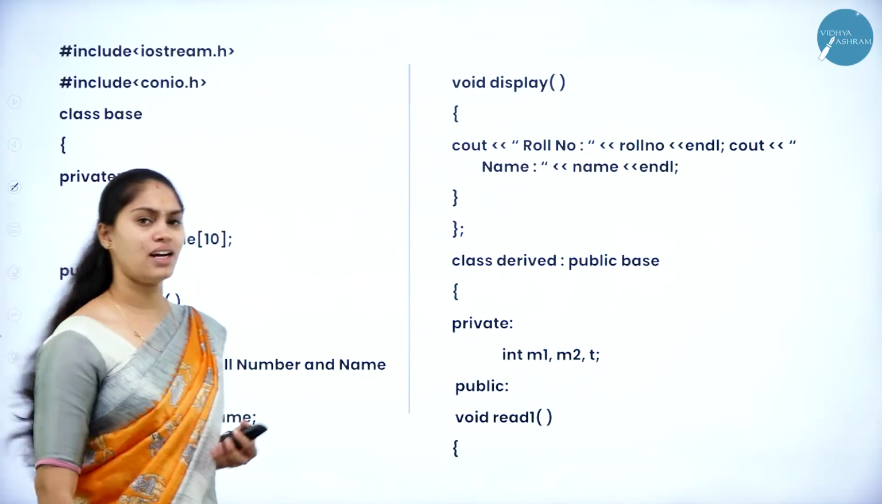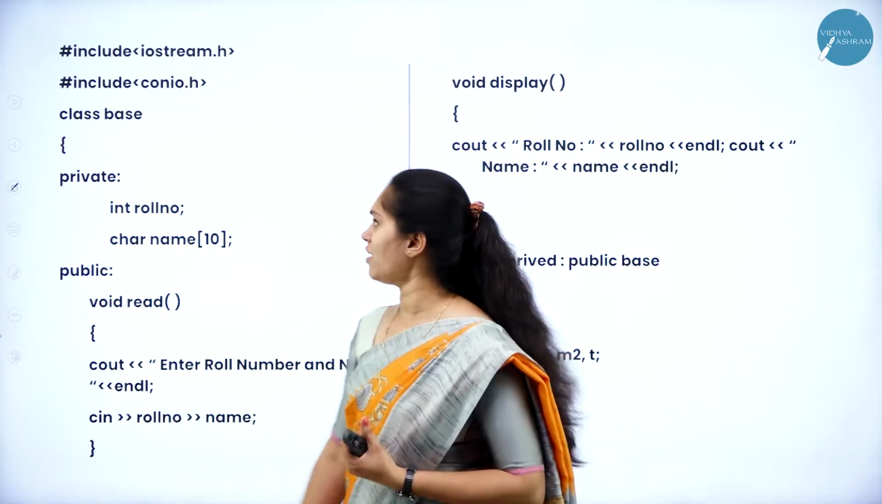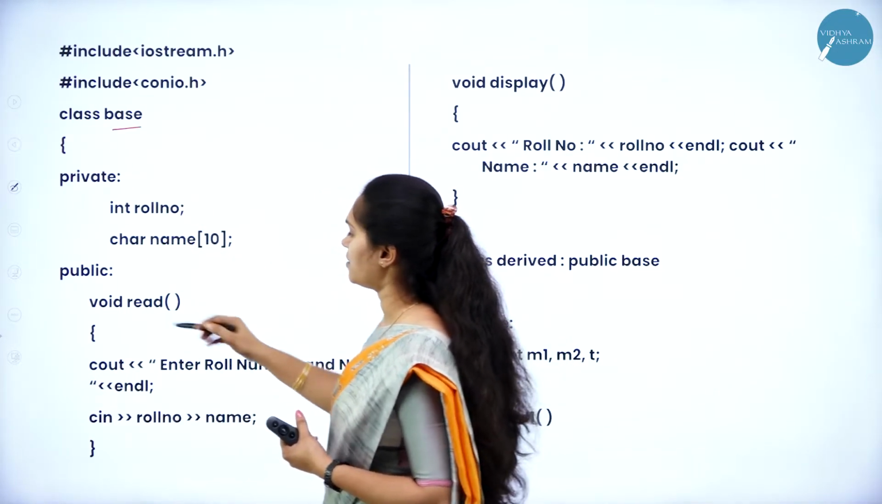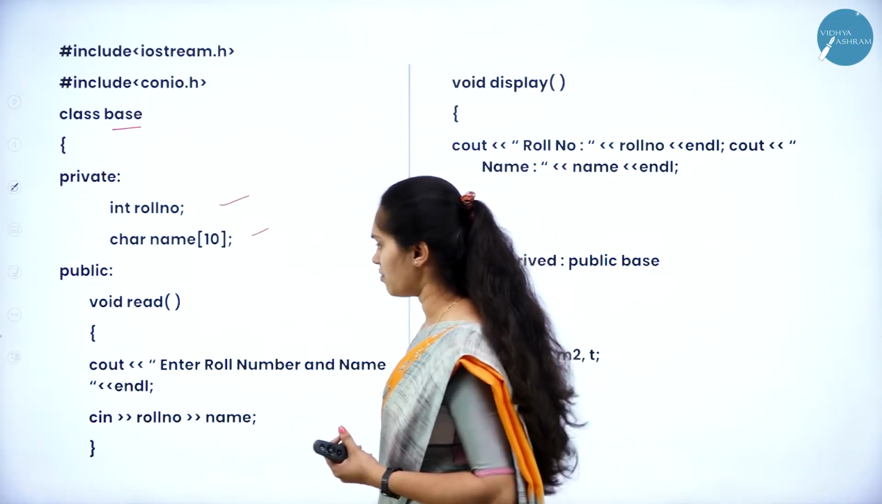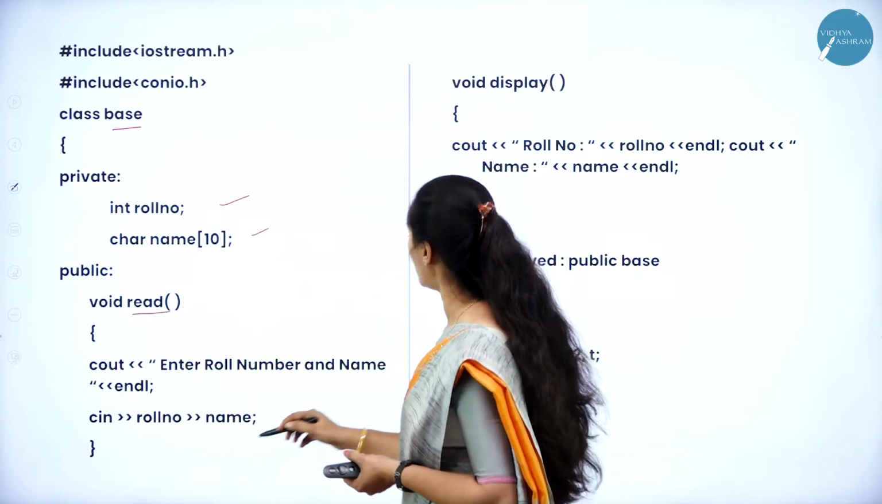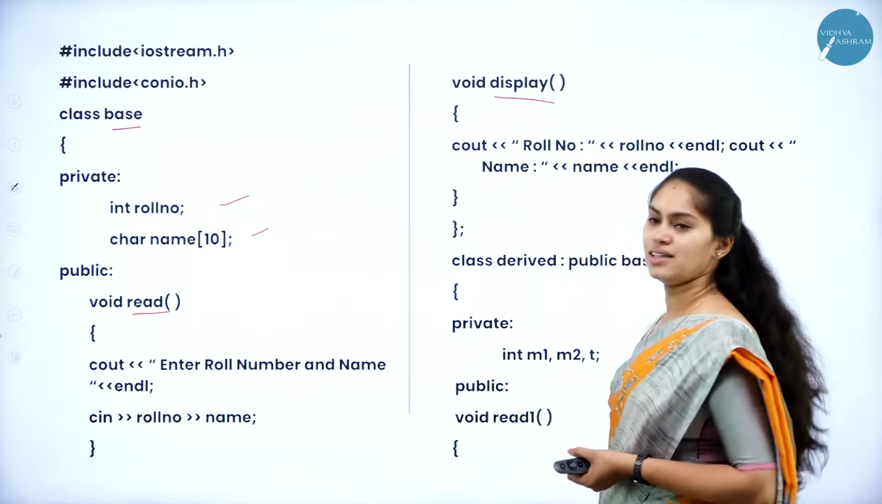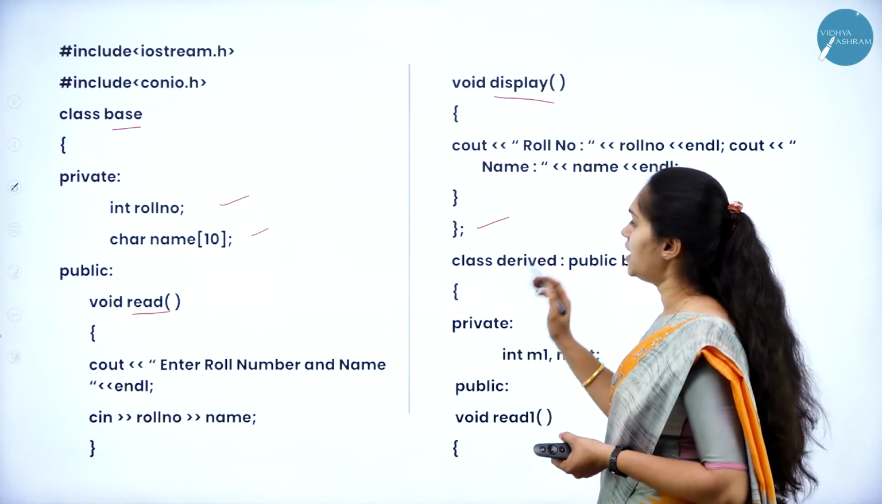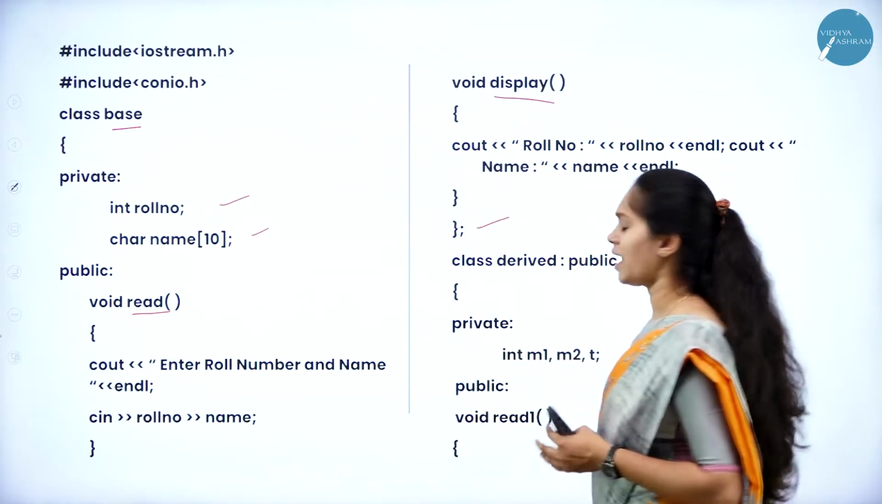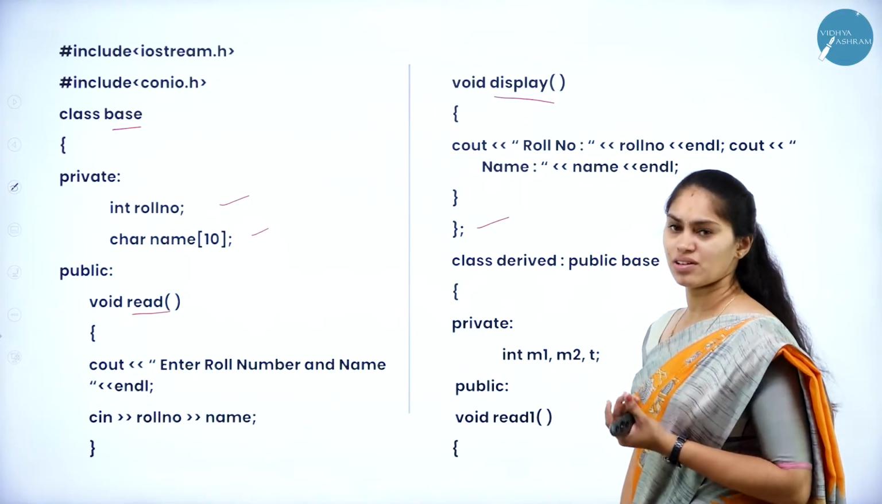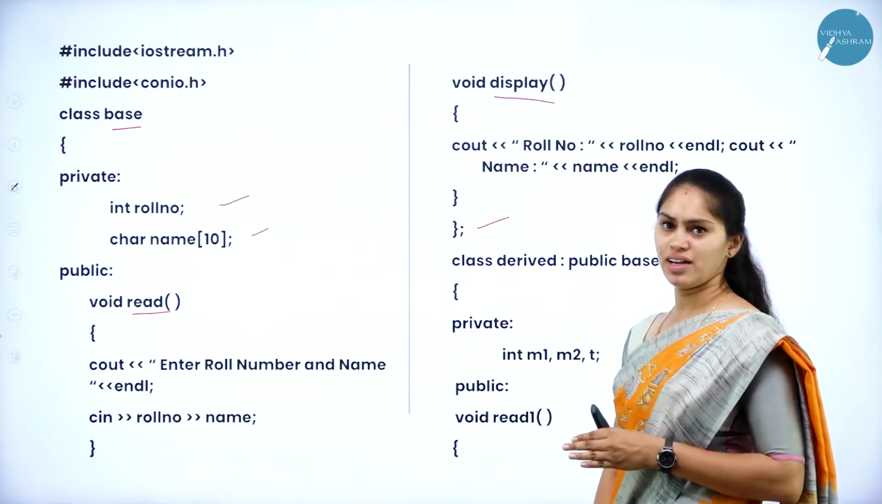So here I have taken a programming example. We have a class called base, and we have some data members called roll number and name, and we have a member function called read, and also one more member function called display. That is, we have a class called base, and I am creating one more class called derived. So we have only one base class and only one derived class.